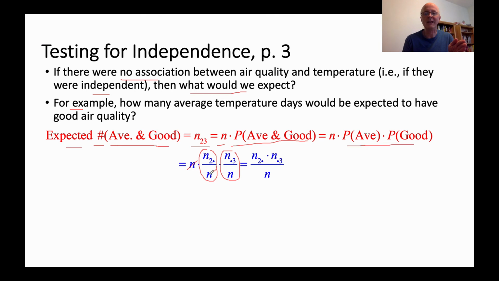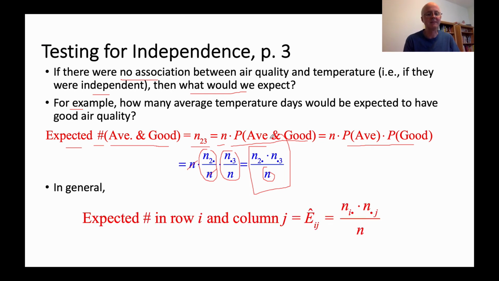We can cancel one of the n's and just have one n on the bottom and combine the numerators to get this quantity here as a shortcut way of calculating the expected number of days that were both average temperature and good air quality. That's really the second row total times the third column total divided by n equals 200, the total sample size. And this can be generalized to say that the expected number in row i and column j of the main body of the table, which you denote E sub i j hat, meaning we're estimating something here, is n sub i dot times n sub dot j divided by n.